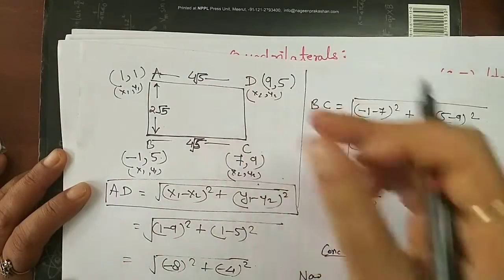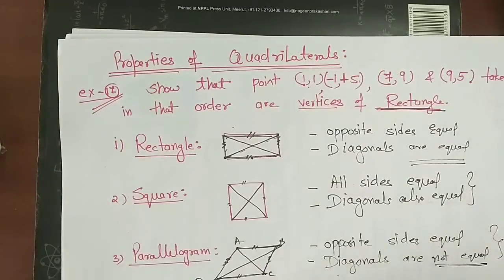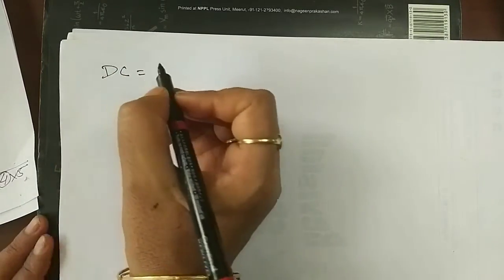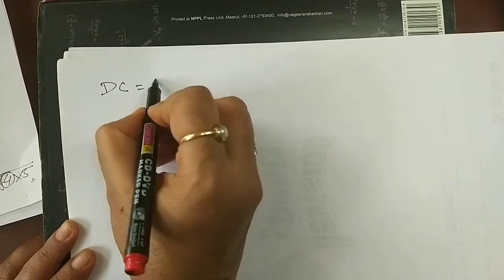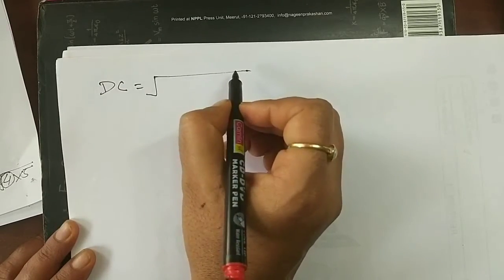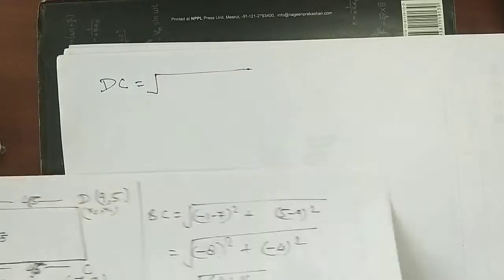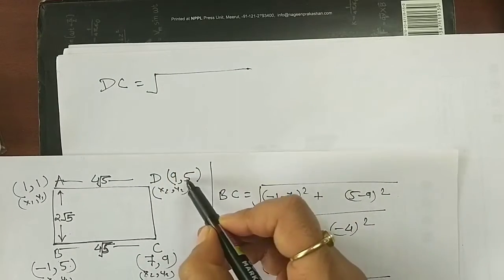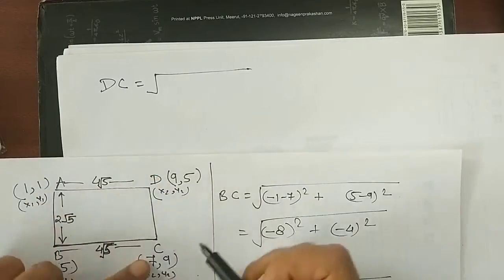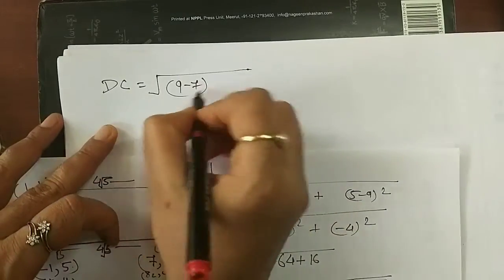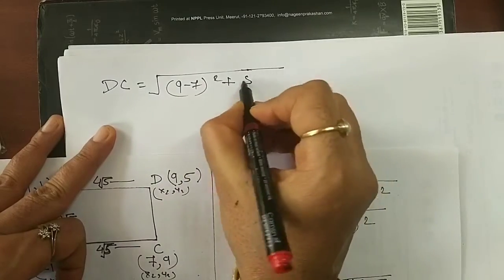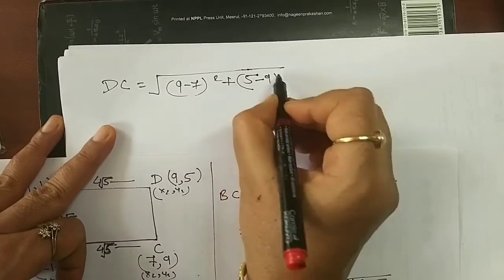Okay, now let me check DC. DC will be the same or not. So for that, let me write down DC. You have the diagram. You refer to that diagram to calculate DC. So I will take x1, this is x2, y1, this is y2. So x1 minus x2, so 9 minus 7 square plus y1 minus y2, so 5 minus 9 square.